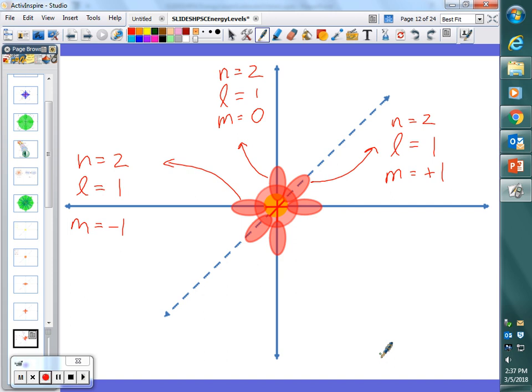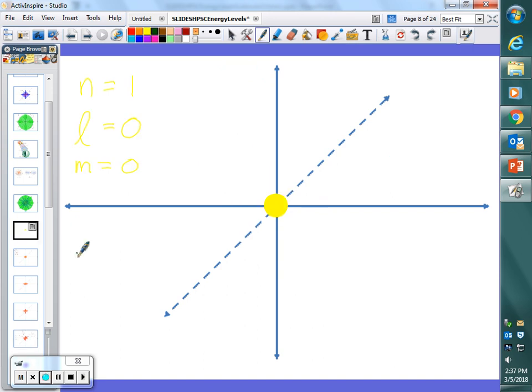Let's go. We talked about how many quantum numbers? 4. So we've introduced 3 of them. Let's introduce the last one. We talked about this orbital, the first one, the 1s orbital. The fact that it has a principal quantum number of 1 means what about it? Close to the nucleus, and that means low energy.